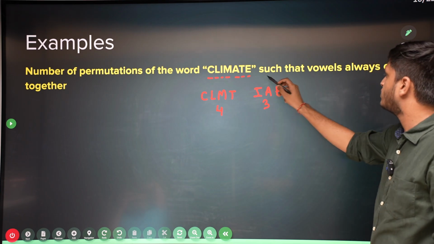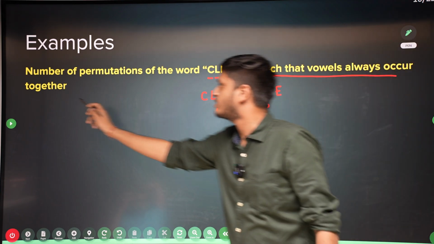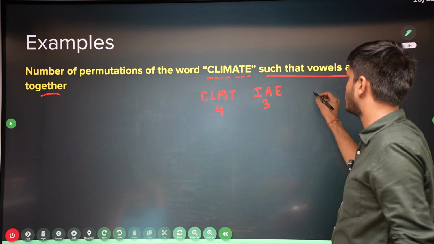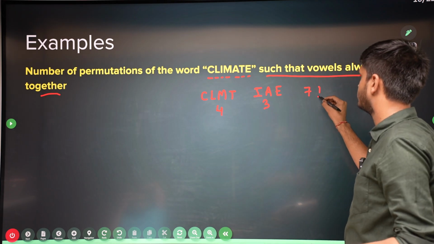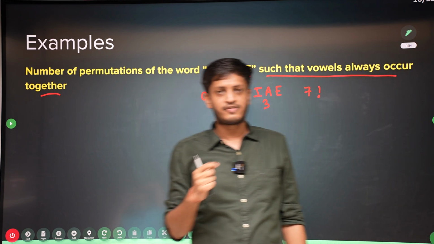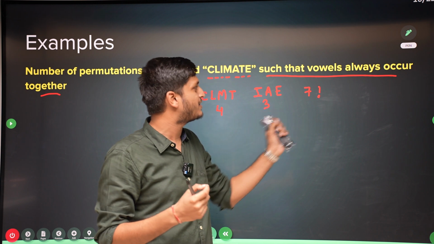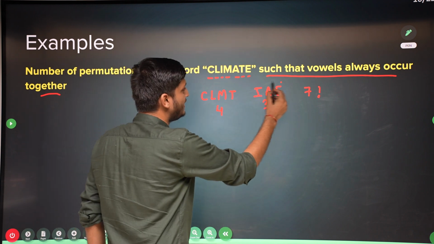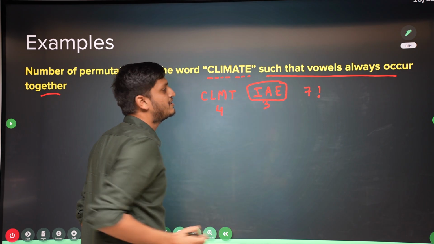So if I forget about the statement that the vowels come together, then the number of permutations is easy, 7 factorial, right? We have 7 letters, we can arrange them in 7 factorial ways. But now there is a specific request that the vowels must come together, okay? They like each other. So now I, A, E will always come together.